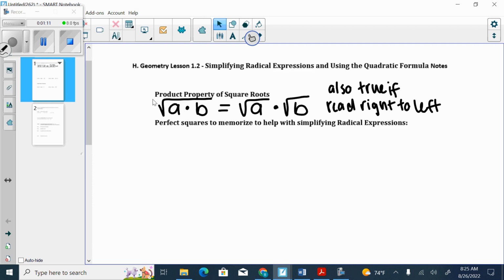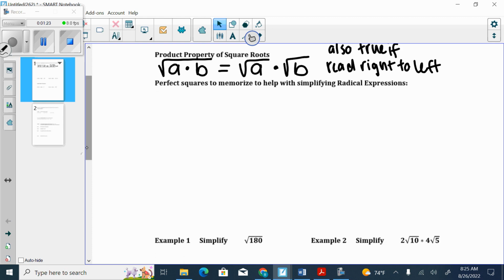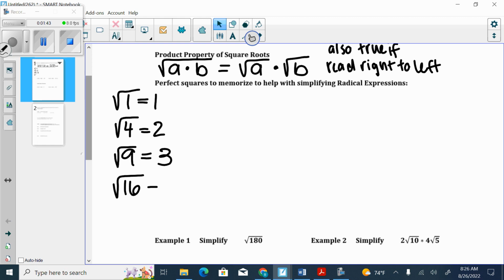Okay, so next we're going to list out some of the most common perfect squares that we'll be coming across throughout the year when solving different problems. These would be some ones worth memorizing. Okay, so first one would be the square root of 1. What is the square root of 1? Good. Next would be square root of 4, which is good. Next would be square root of 9, which is good. Square root of 16. And square root of 25. Good. Okay. What about square root of 36?